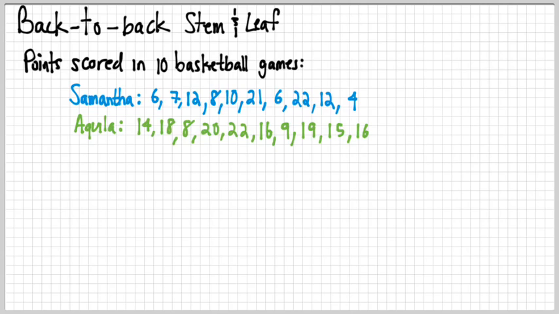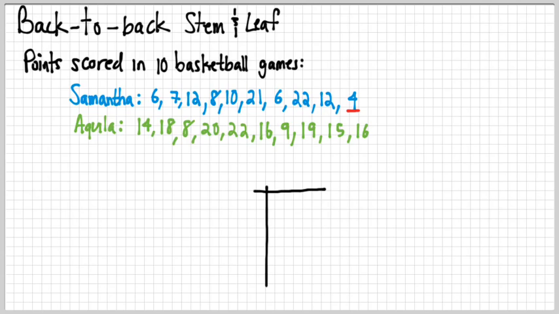So there's 10 numbers for each girl here, and it's just however many points they scored in that game, okay? So first let's just look at just Samantha, okay? And let's make a stem and leaf plot for the points that Samantha scored, okay?